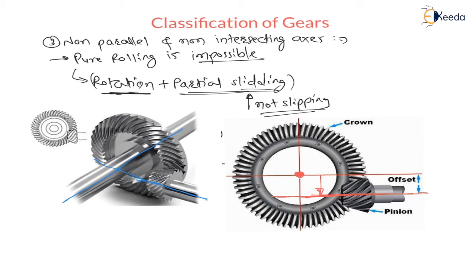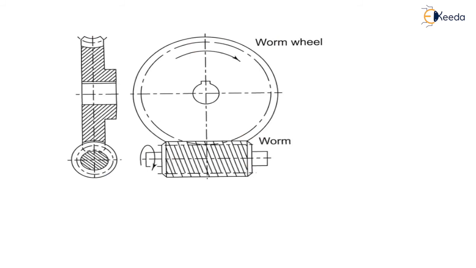Between the axes, the angle is 90 degrees, but they are not intersecting. There is an offset provided between the pinion and gear, and the gear is called a crown. Remember this, right? And this is non-parallel and non-intersecting axes. Now another example of axes that are non-parallel and non-intersecting is the worm and worm wheel.